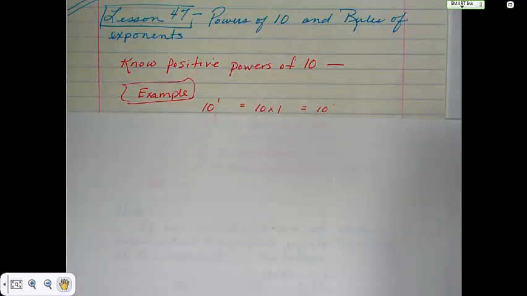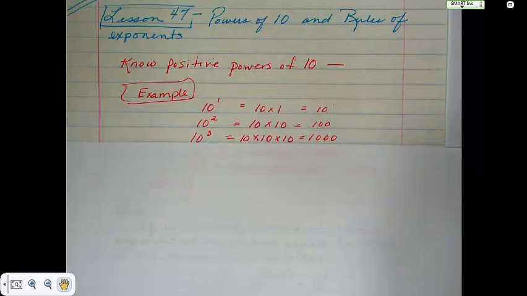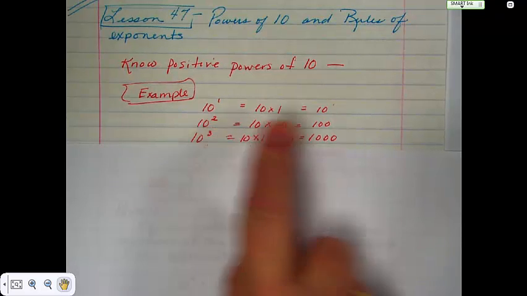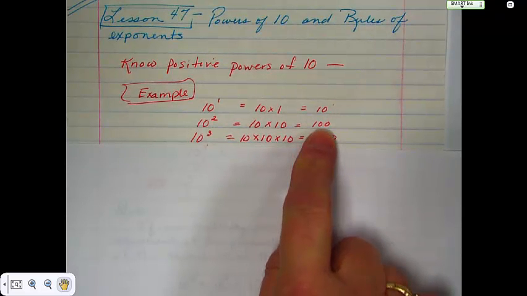10 to the first power is 10 times 1, which of course is 10. 10 to the second power is 10 times 10, which is 100. 10 to the third is 10 times 10 times 10, which is 1,000. Now note that each time the exponent goes up here, the number of zeros goes up there.